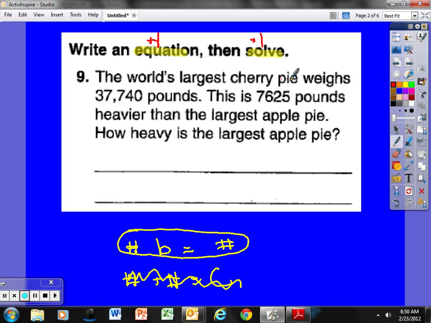So take a look at this. The world's largest cherry pie weighs 37,740 pounds. This is 7,625 pounds heavier than the largest apple pie. How heavy is the largest apple pie? Let's take a look here. I'm going to jot some notes down. So cherry pie, I'll just call that C for now, is equal to 37,740 pounds. That is 7,625 pounds heavier than the largest apple pie. So that means the cherry pie is heavier than the apple pie.